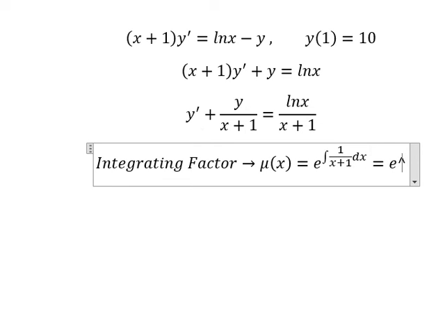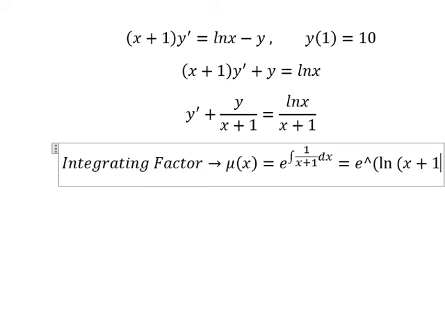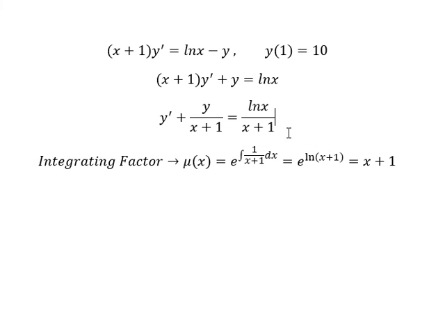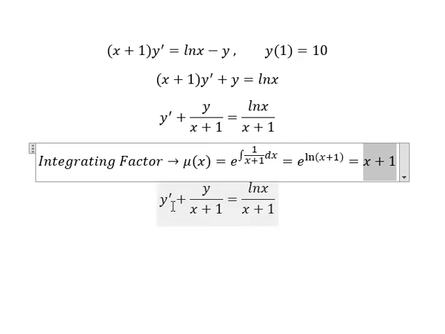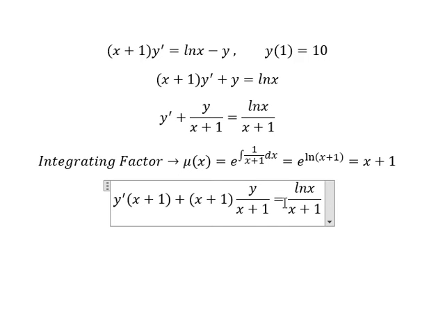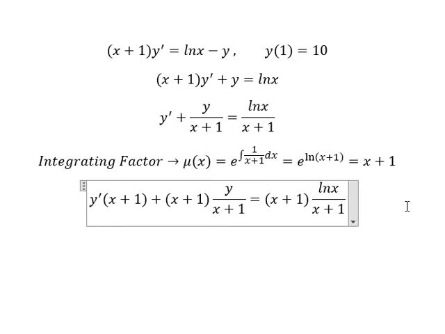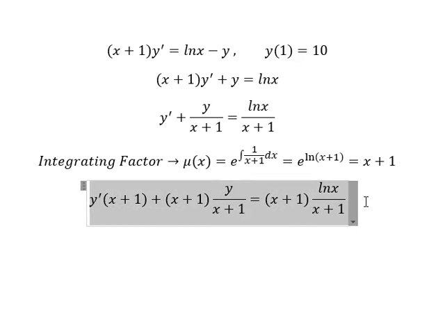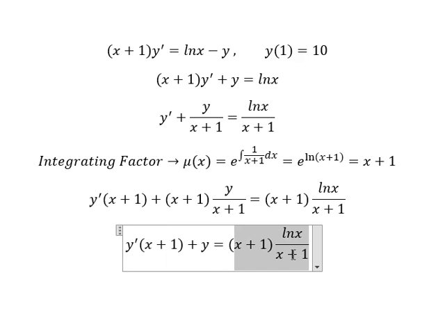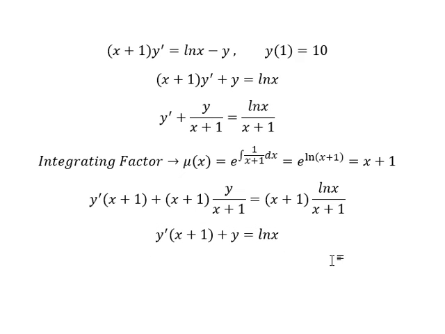So we have e to the power of ln of s plus 1, and this one we have s plus 1. That means we multiply both sides by s plus 1. Now we need to simplify. Next, I will put the integration for the both sides.